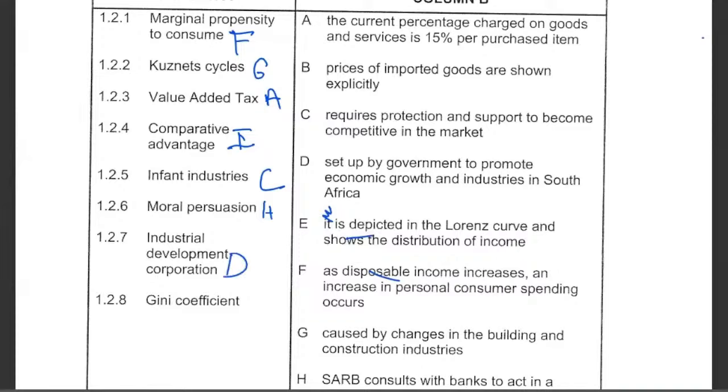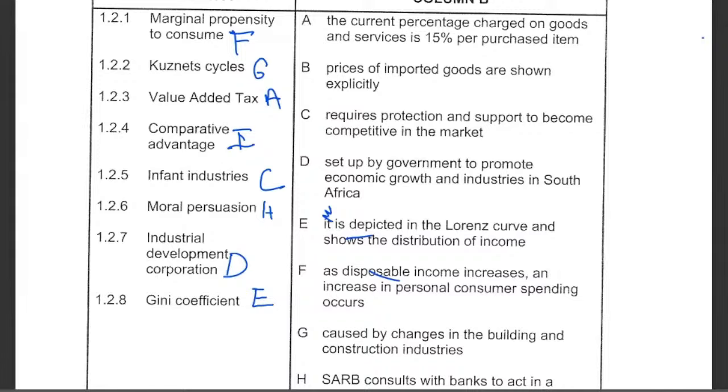Now we also have 1.2.8 for Gini coefficient. This one is depicted in the Lorenz curve and shows the distribution of income. So our appropriate answer is going to be E. Okay, grade 12s, as I did say, when it comes to these particular types of questions, make sure that you give all your efforts and all your thinking.